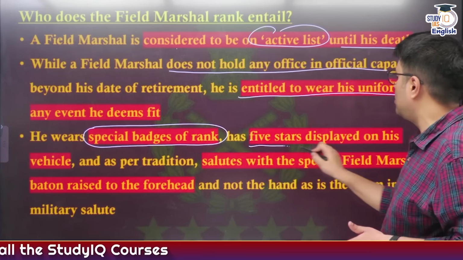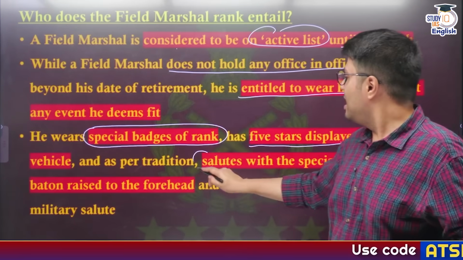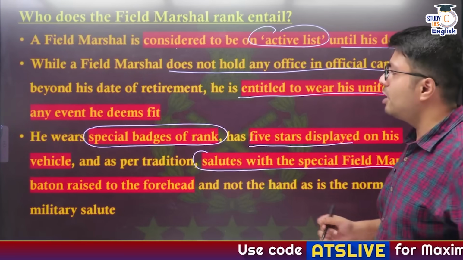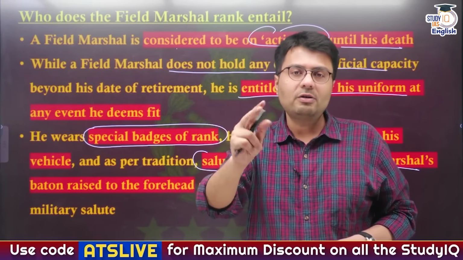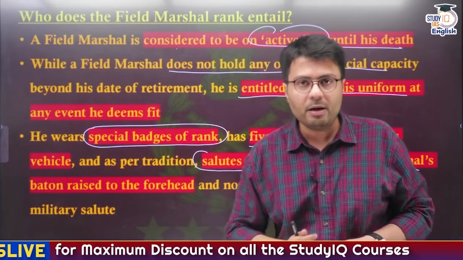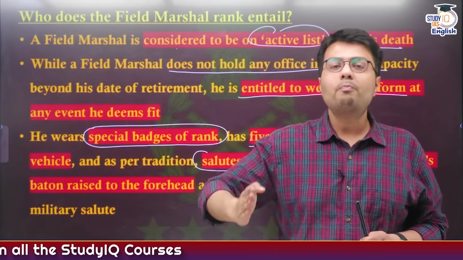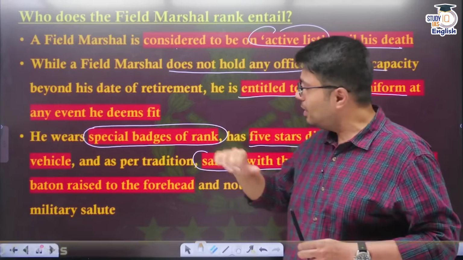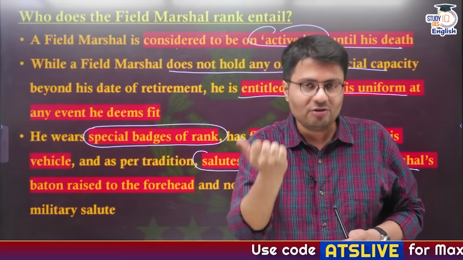Similarly, his car also displays the 5-star rank that he holds. And as per the tradition, he also salutes with a special Field Marshal's baton, which is raised to the level of the forehead. Now, this is different from the other salutes done by the Indian military, because Indian military officials salute each other by raising their hand to their forehead level, but not the Field Marshal. He will raise the baton at the level of the forehead, showing his salute.